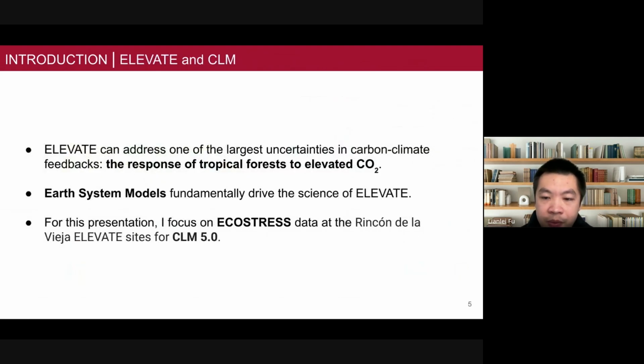So why is ELEVATE important for Earth system models? ELEVATE is important because it helps reduce uncertainty in carbon climate feedbacks. Specifically, it enables us to study how tropical forests respond to CO2 enrichment in real-world conditions. For this presentation, I focus on a volcano in Costa Rica, where we integrate ELEVATE observations into CLM5 to better capture the ecosystem responses to elevated CO2.